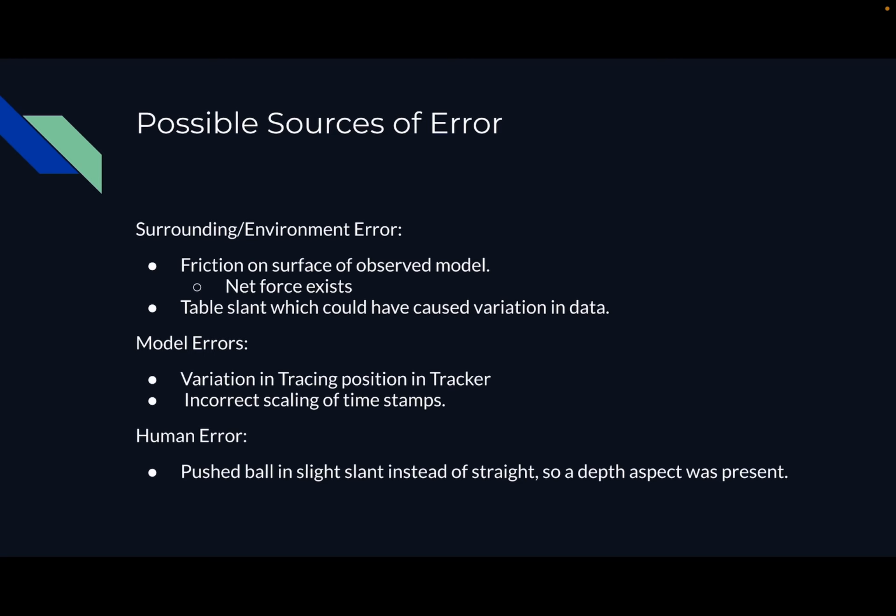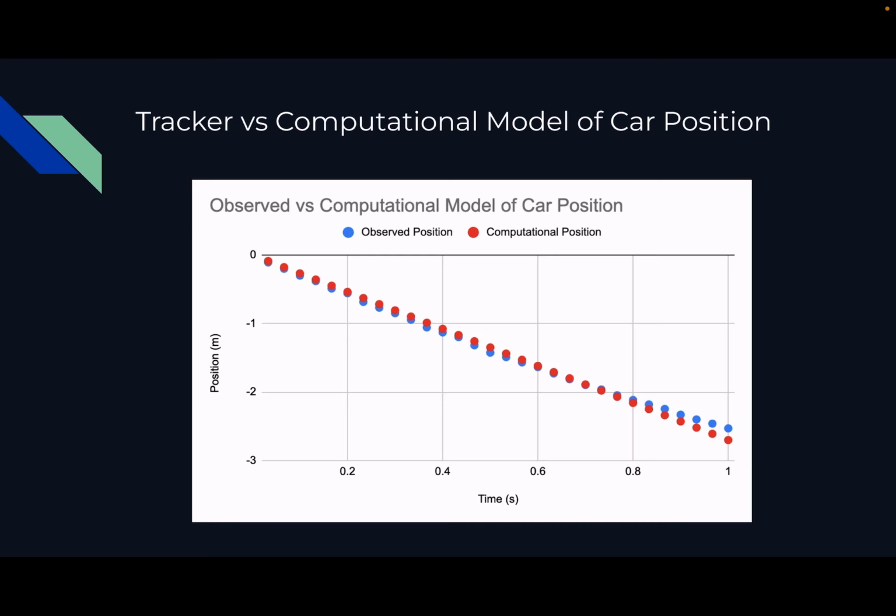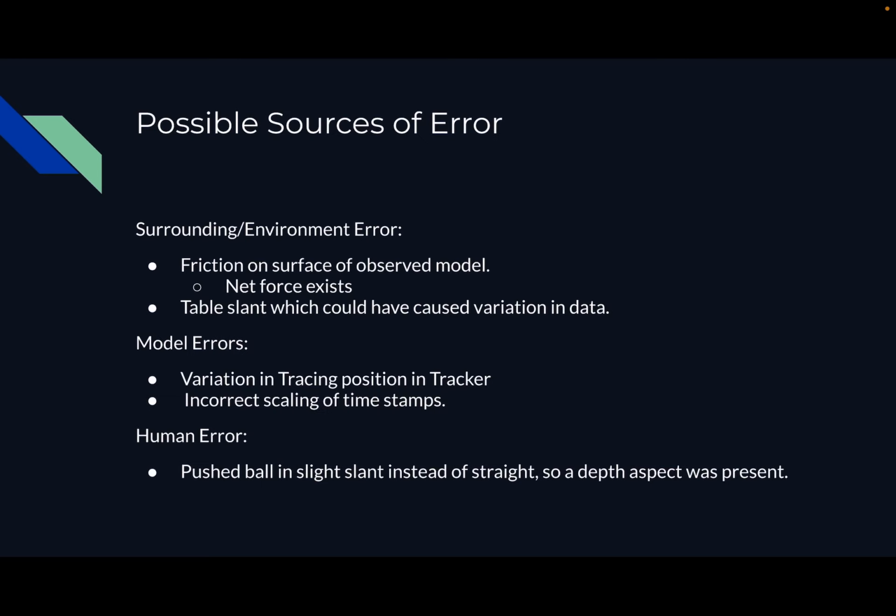However, there are some errors, as we said: the deviation, so the friction on the surface in the observed model. No net force exists in the computational model, but it does in the observed model. The table could have also been slanted, which could have caused an acceleration, but that wouldn't really make sense because the graph showed a deceleration, right, because it's going up. Then model errors: variation in tracing position in Tracker, so I could have misplaced the tracing in every frame. There's also human error; I could have pushed the ball slightly at a slant instead of straight.